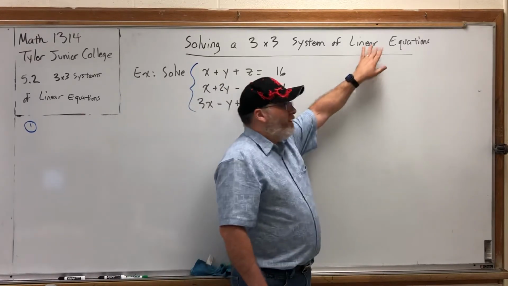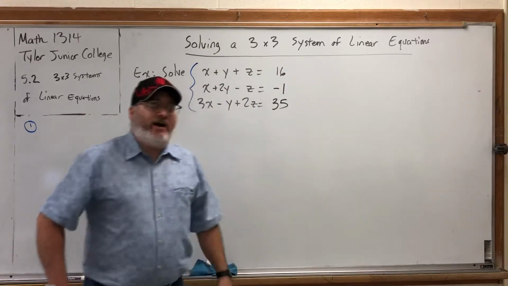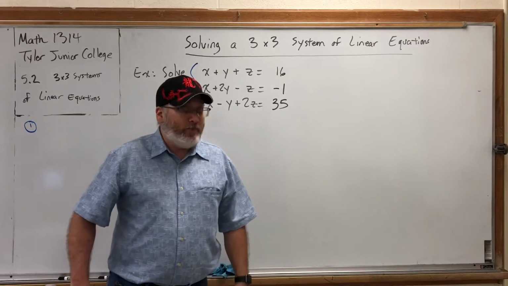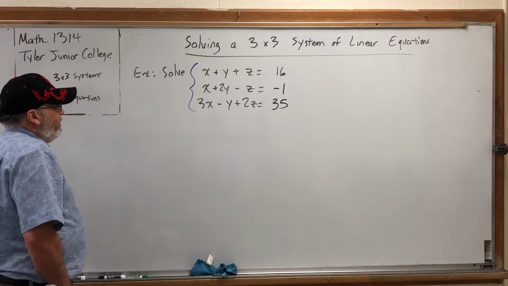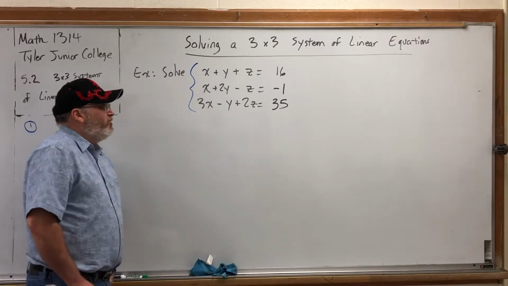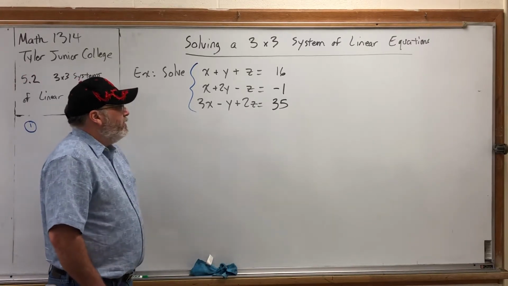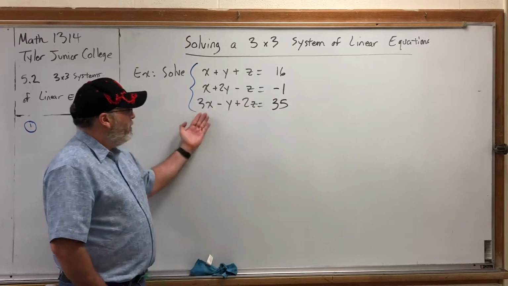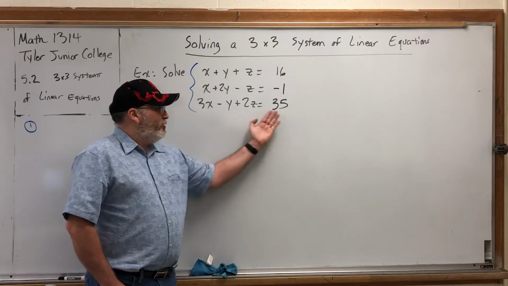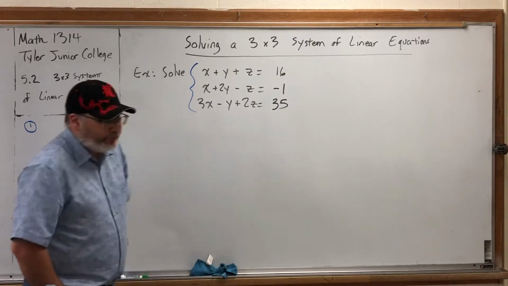Also recall that linear means degree 1, meaning that the highest exponent on any variable will be 1. So let's solve it. Solve the system. X plus y plus z equals 16. X plus 2y minus z equals negative 1. 3x minus y plus 2z equals 35.